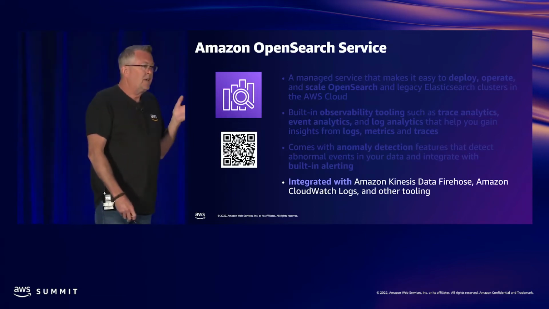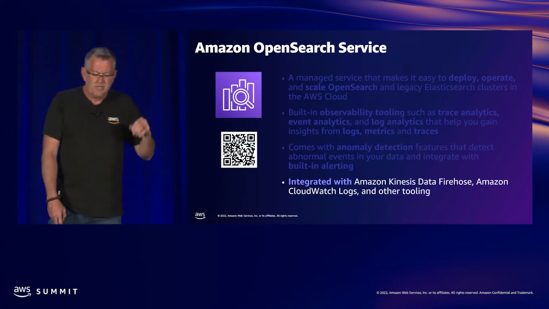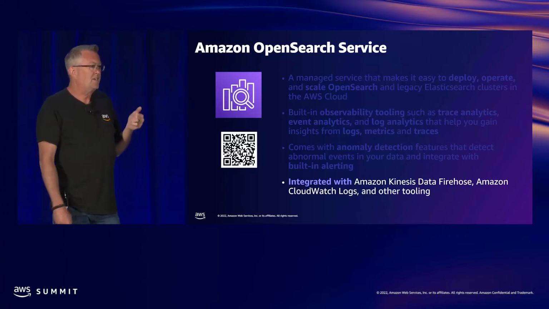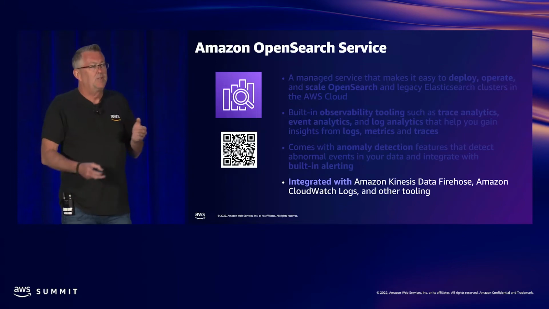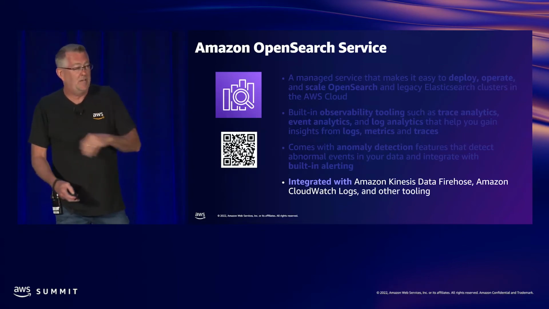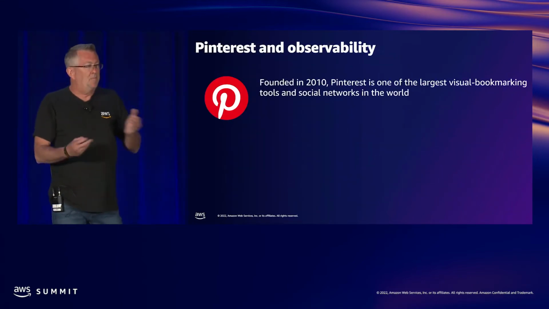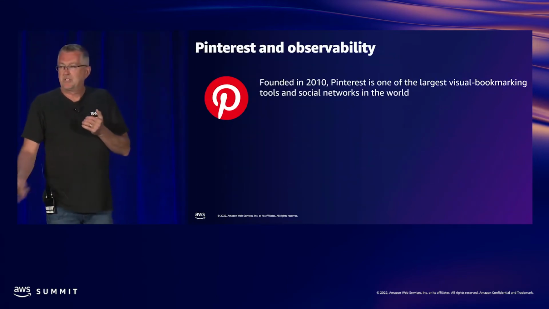Finally, you can leverage things like Amazon Kinesis Data Streams and Kinesis Data Firehose. Also, Amazon CloudWatch Logs have integrations through CloudWatch subscription filters that can push data to the Amazon OpenSearch Service. One of the companies that leverages the Amazon OpenSearch Service is Pinterest.